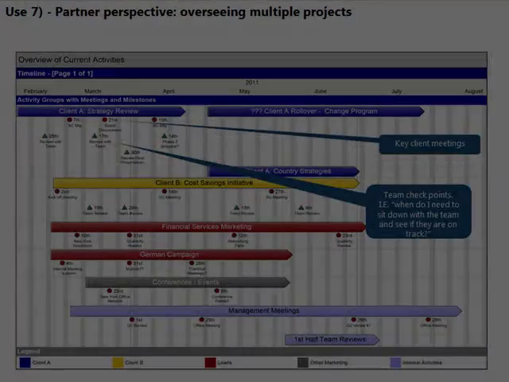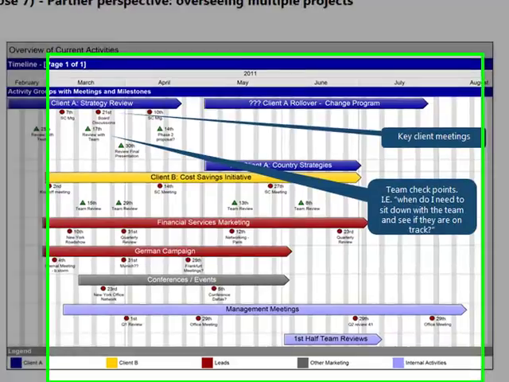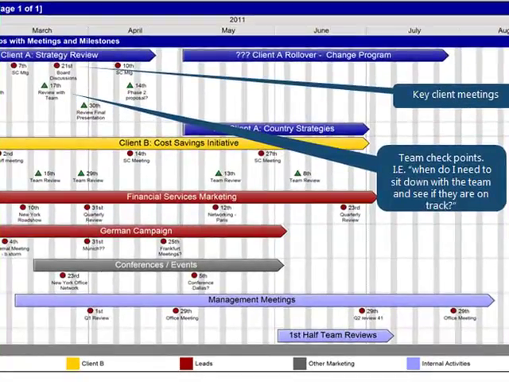Finally, use 7. If you're a senior consultant overseeing multiple projects, it can be hard to keep deadlines, meetings, and so on in perspective. And so one nice use of Swiftlight is just to use it for a high-level perspective of all your activities. So by project, by activity, you can see when the client meetings are, what your checkpoints are with the different teams to see how they're getting on.